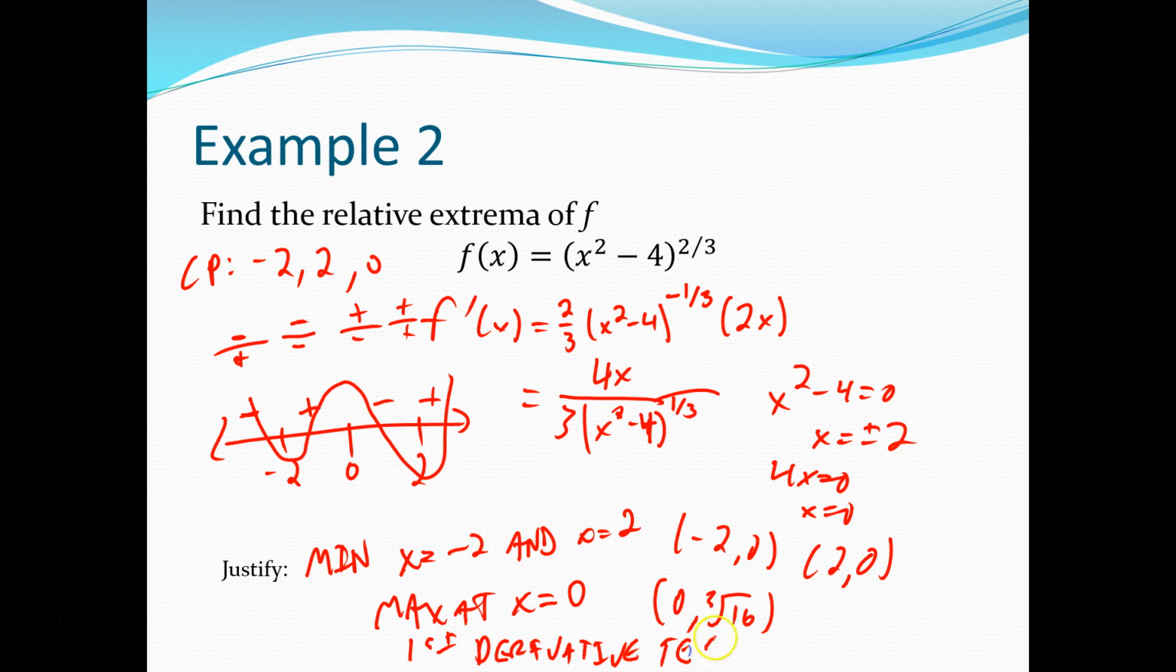That's kind of the swanky way to say it, but you have to make sure you know what you're talking about. Otherwise, you could say f prime changes negative to positive at -2 and at 2. f prime changes positive to negative at 0, and that's also legitimate justification.